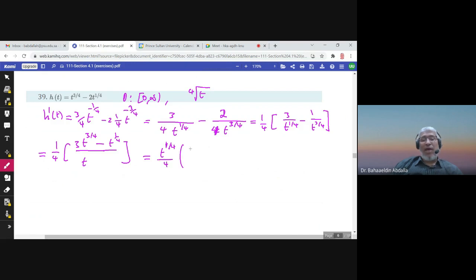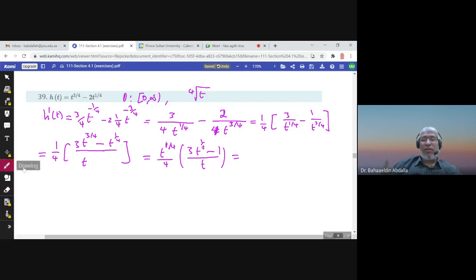okay, so I will have 3. Now, if you divide t to the power 3 over 4 by t to the power 1 over 4, you subtract the powers, and you will have t to the power 3 over 4 minus 1 over 4, that's 2 over 4 or 1 over 2, so t to the power half minus 1, over t. Well, I can subtract 1 over 4. Yeah, I can simplify more.